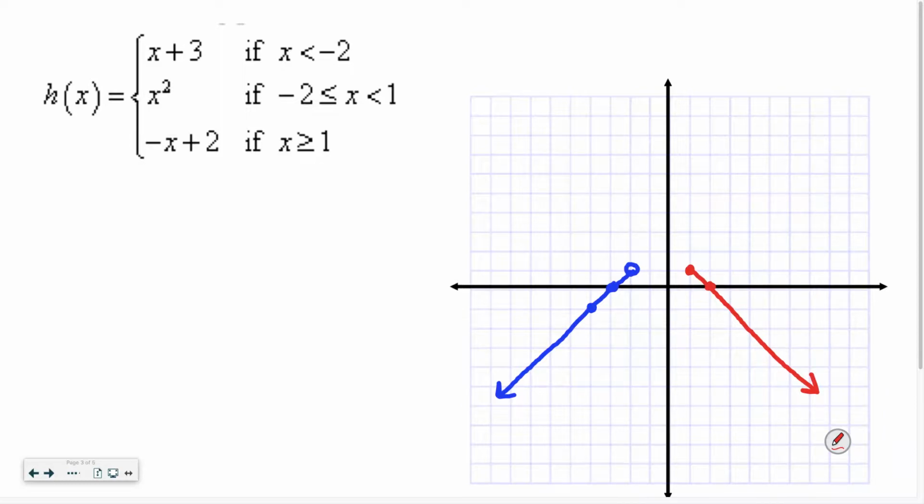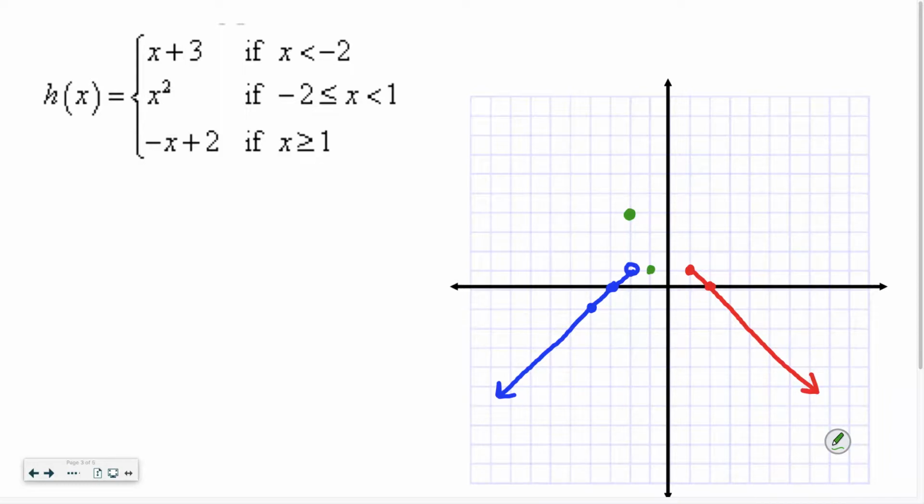There would be those two pieces. Your middle piece, you need to start at -2 and end at 1. Some of us were not going all the way to 1. Some of us weren't including -2. So at -2, we would have a coordinate at 4, and it would need to be a closed circle because we include it.